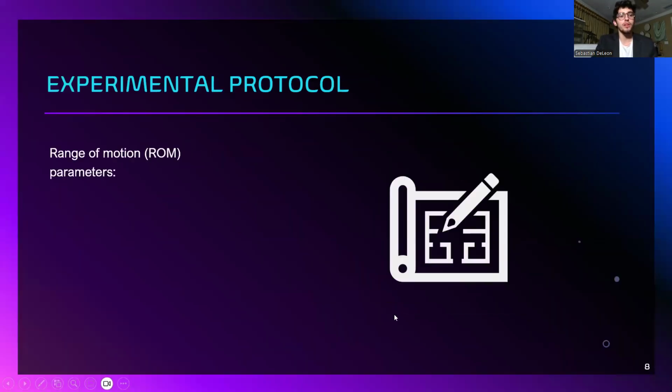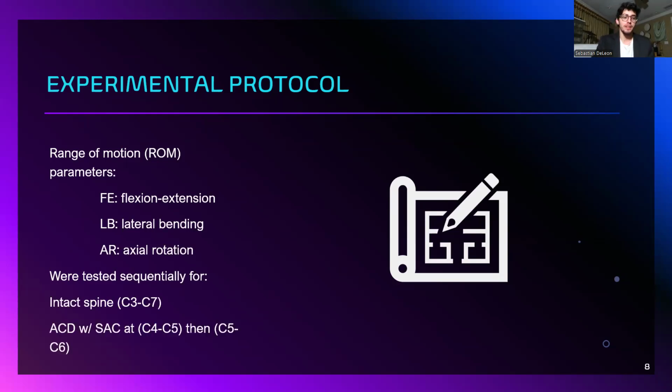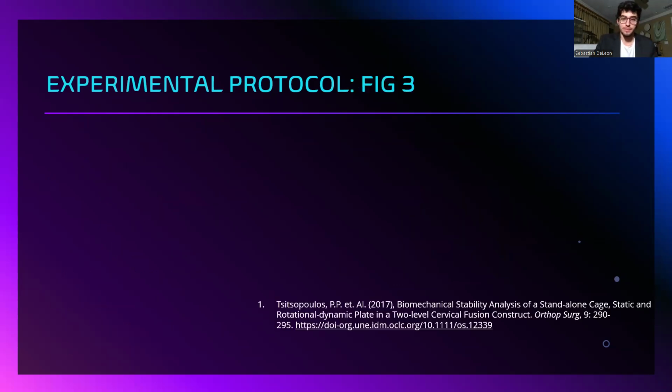The experimental protocol looked at the range of motion in three different parameters. The first being flexion and extension, lateral bending, and axial rotation. They were tested sequentially for the intact spine C3 through C7 and the anterior cervical discectomy with the standalone cage insertion at C4 to C5 and C5 through C6. Those were our two dynamic segments.